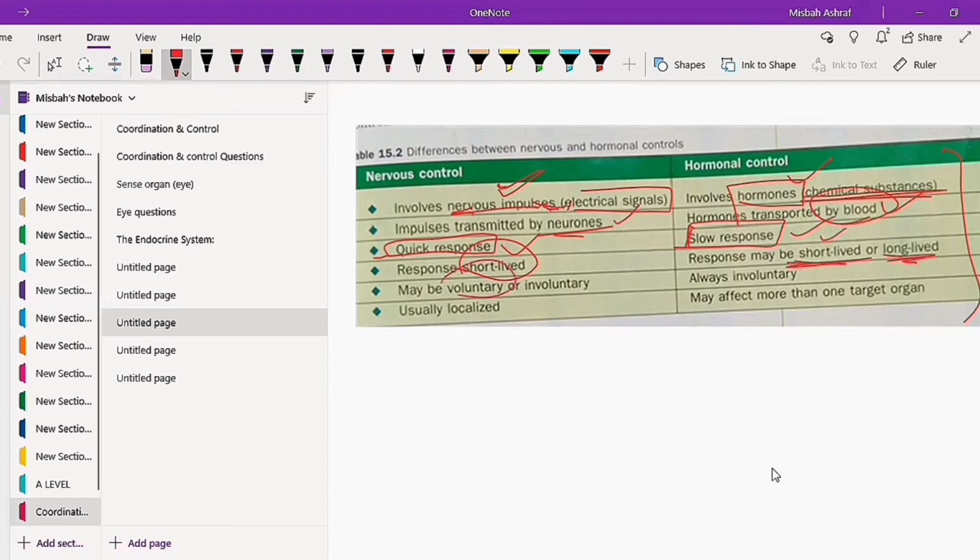Then it can be voluntary, if your brain is involved and thinking is involved, and it can be involuntary as well. But this is always involuntary. You cannot control the release of the adrenaline yourself. You cannot control the release of insulin yourself. If there is a high level of glucose, insulin will be automatically released from the body. We cannot control them. Then it is localized. The response can be on your hand, it can be in your eyes, like blinking of the eyes, but this can affect more than one targeted organs. Clear? Right?